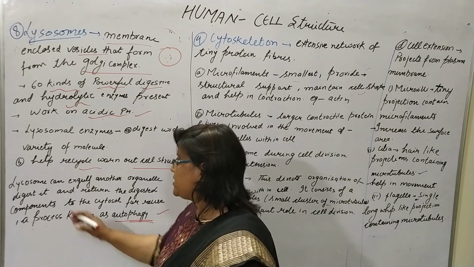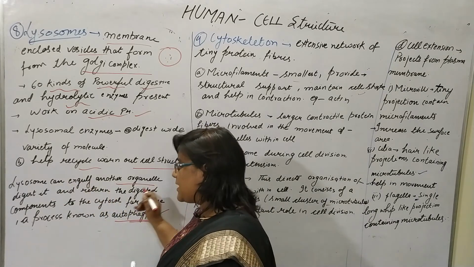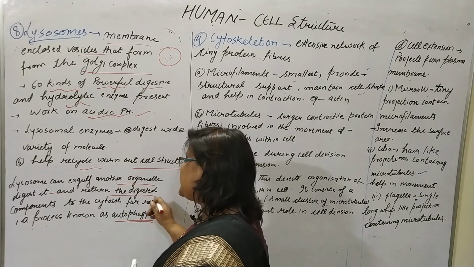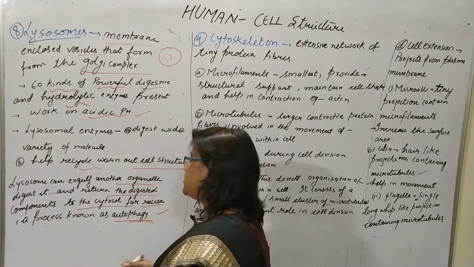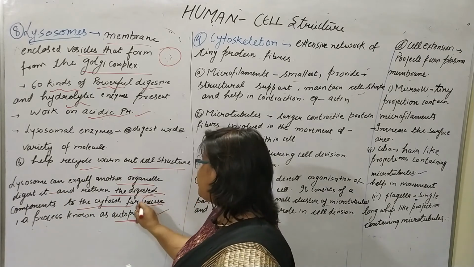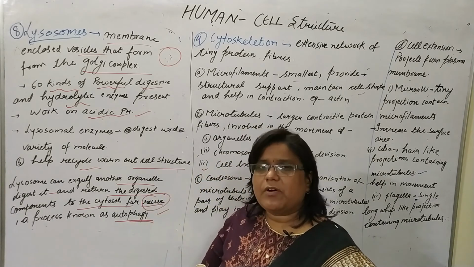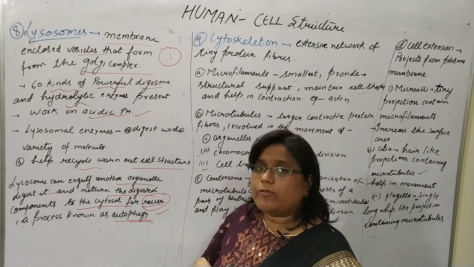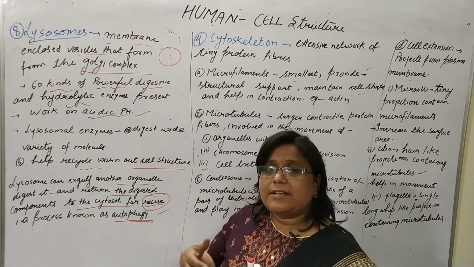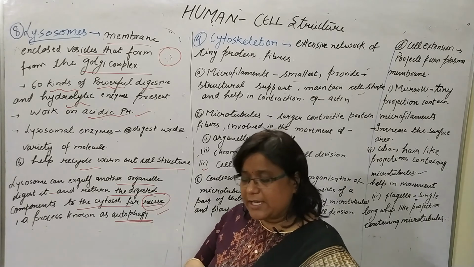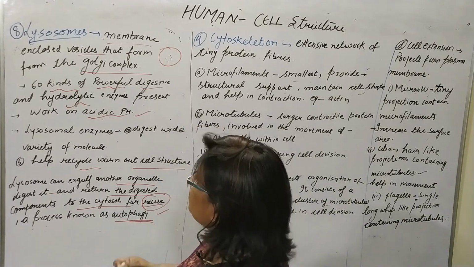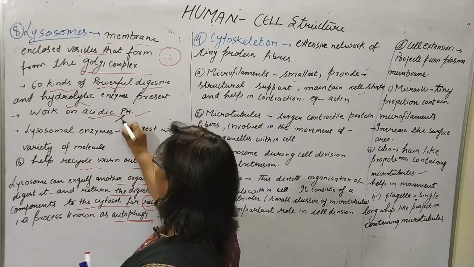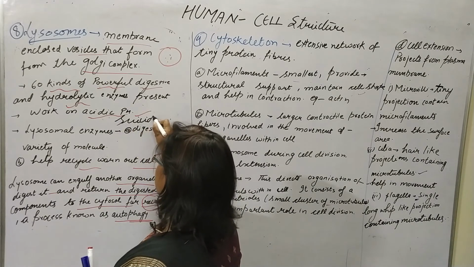What is autophagy? Lysosomes can engulf a cell organelle, digest it, and the digested compounds return back to the cytosol for reuse, and this complete function is known as autophagy. And as the lysosome digests the cell's own organelles, that is why it is sometimes known as the suicidal bag. It is known as the suicidal bag also.